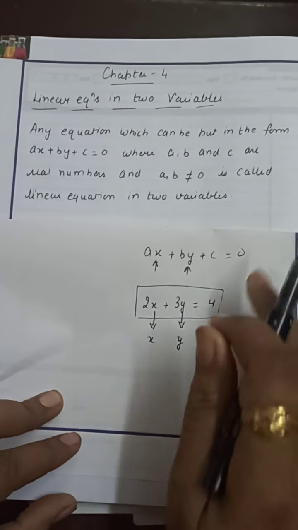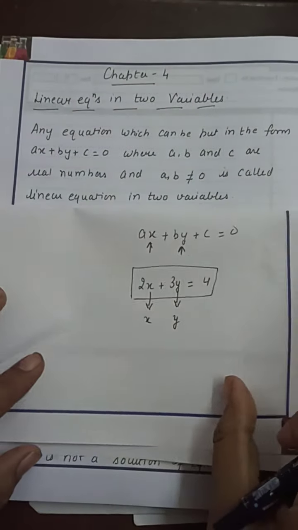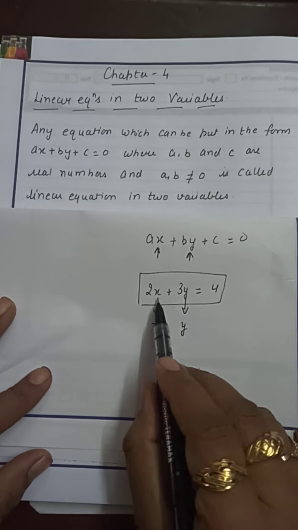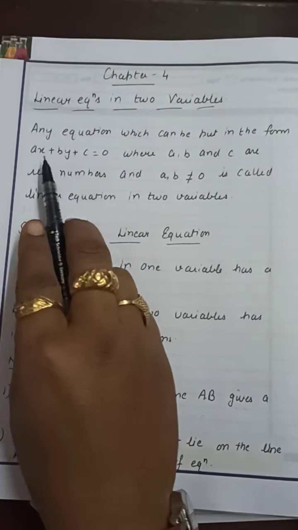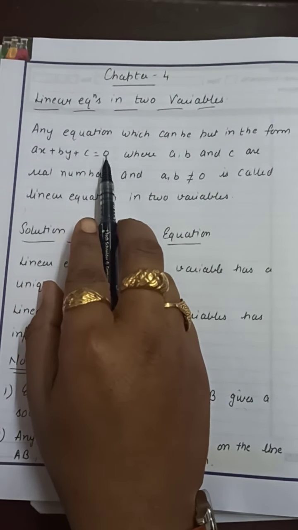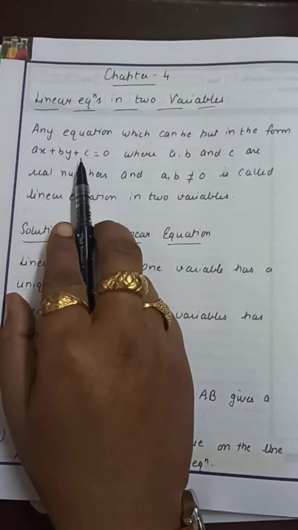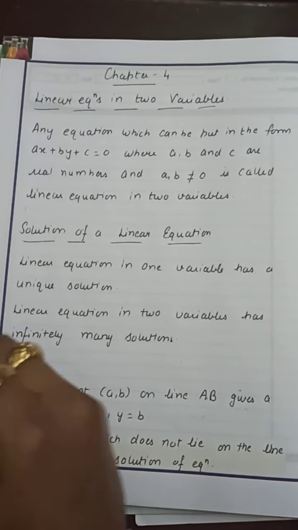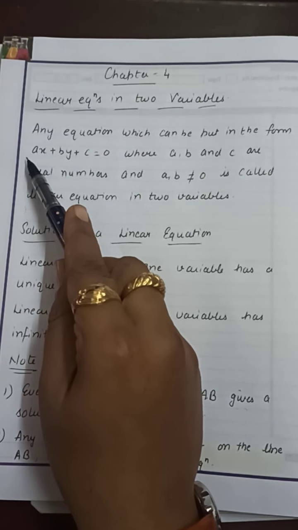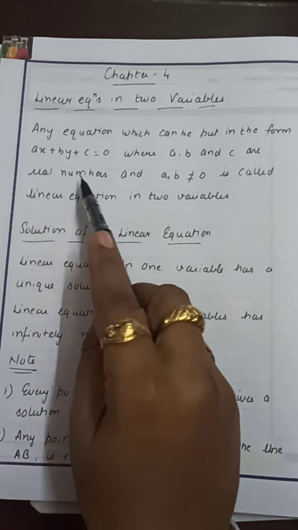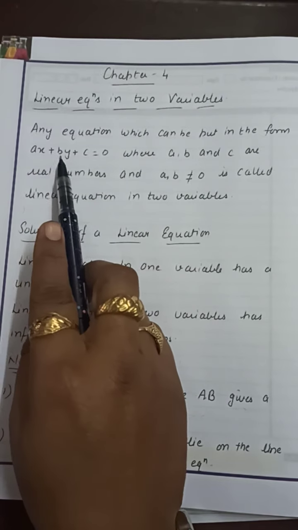In my previous question you can check, only one variable is used, and in this equation you can check there are two variables, x and y. So any equation which can be put in the form ax plus by plus c equal to 0, where x and y are the variables and a, b, c are real numbers. Why am I saying real numbers? Why am I not saying integers? Because a can be a square root, cube root, or a fraction, or a decimal. That type of equation is called a linear equation in two variables. And one more thing is necessary: a and b can never both be 0.